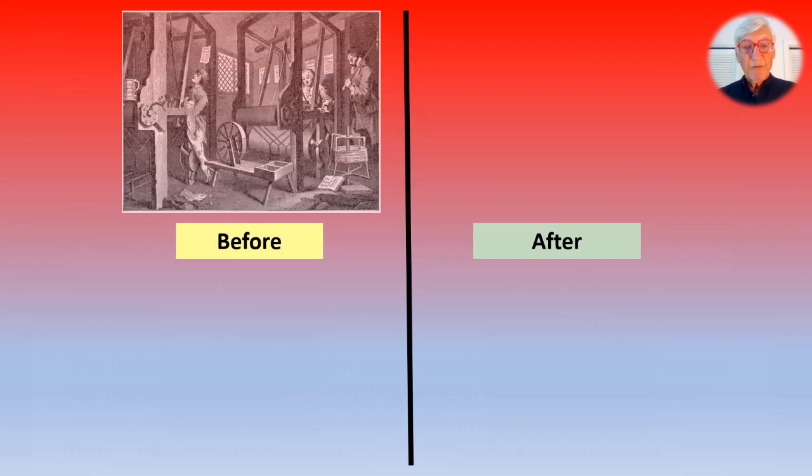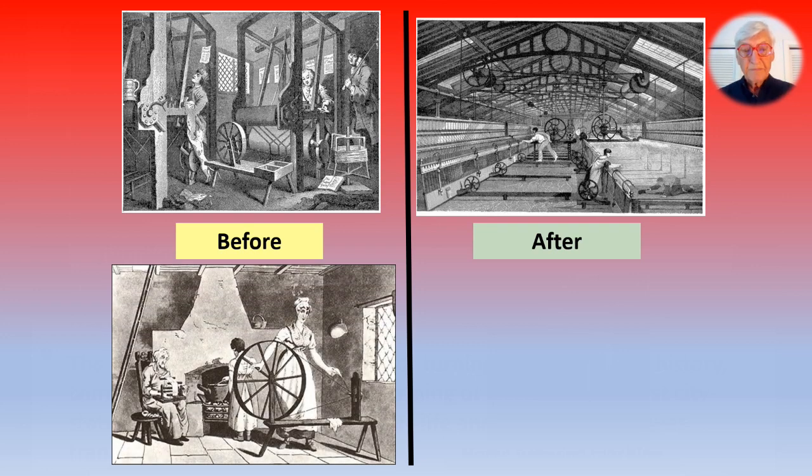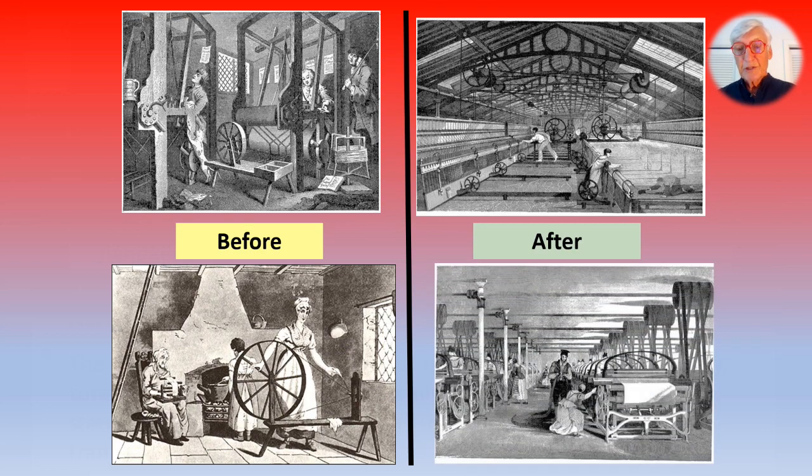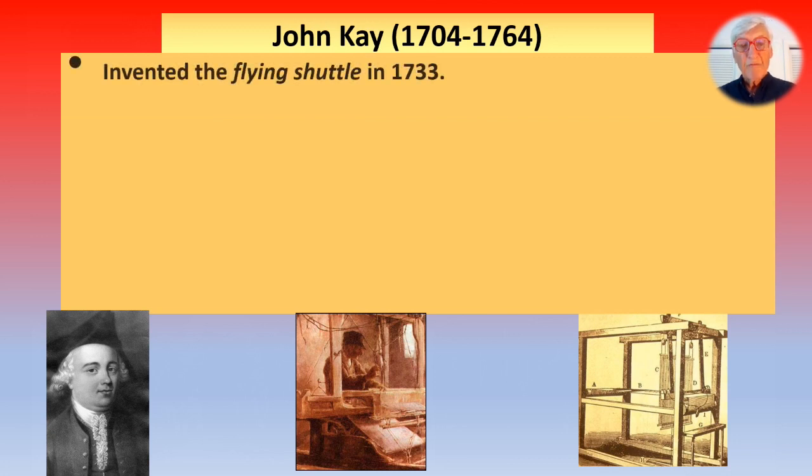So before, you had a dramatic difference: people working in their home in small groups, and then great big factories afterwards. The lady spinning on the spinning wheel at her own home, and then later the spinning was done in massive factories. John Kay invented the flying shuttle in 1733.